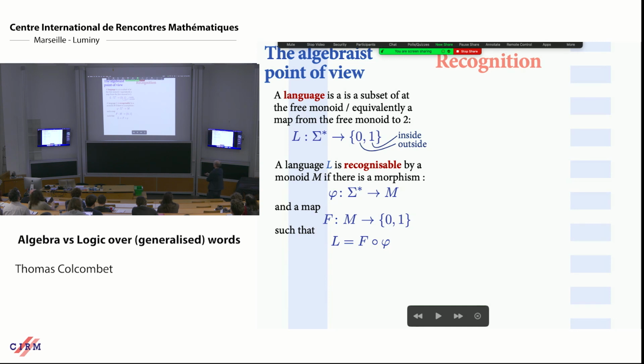And from that, there is this notion, so I guess Schützenberger should be considered as the guy who introduced it, which is the notion of being recognizable. So you care about a language.